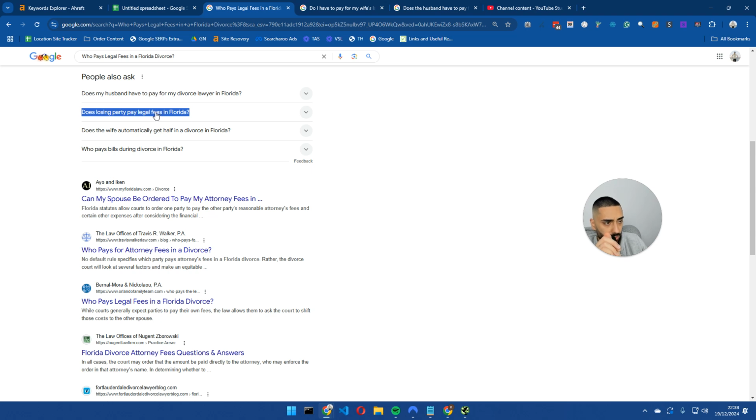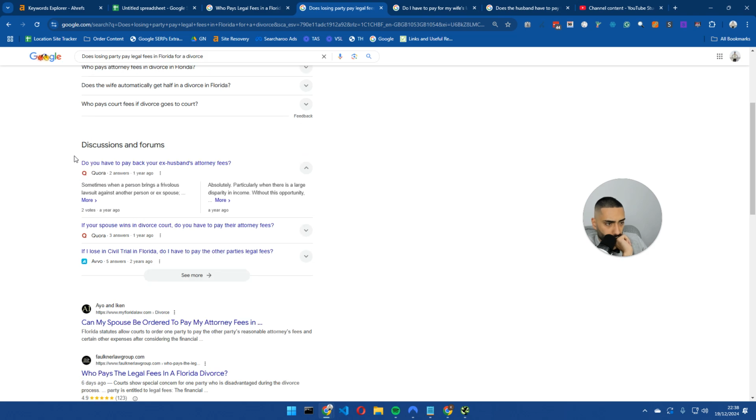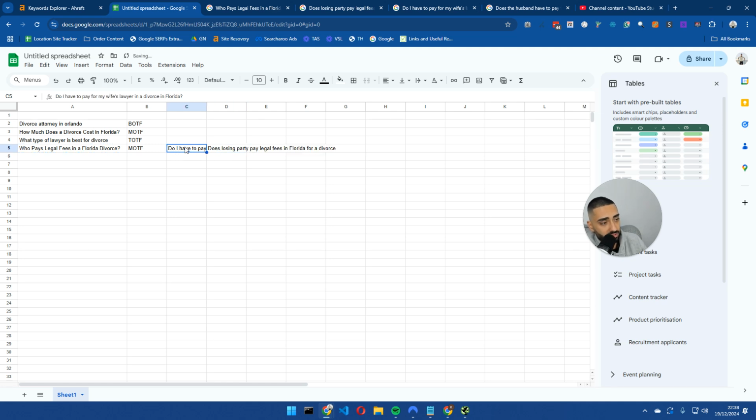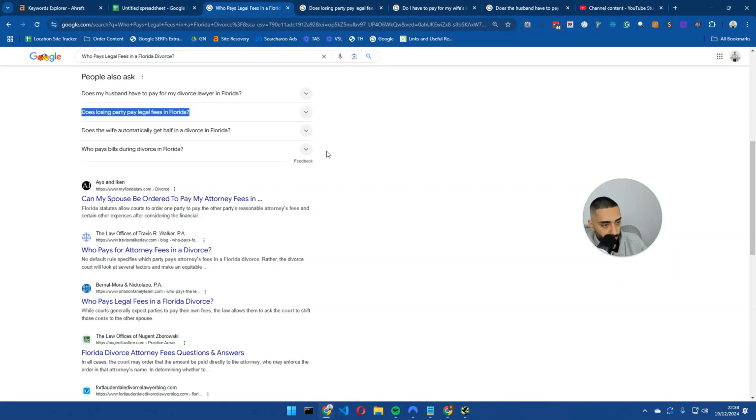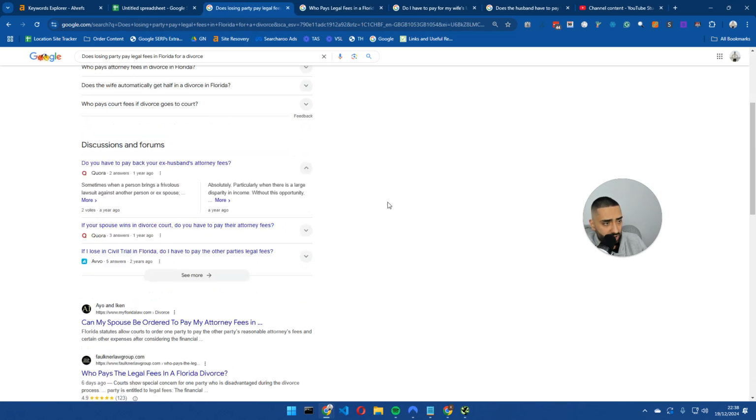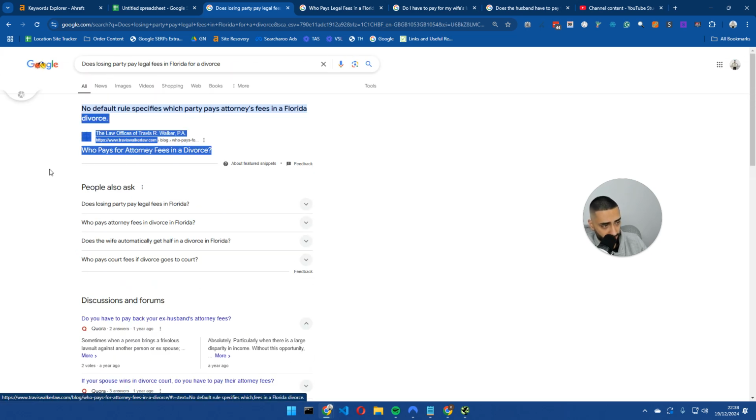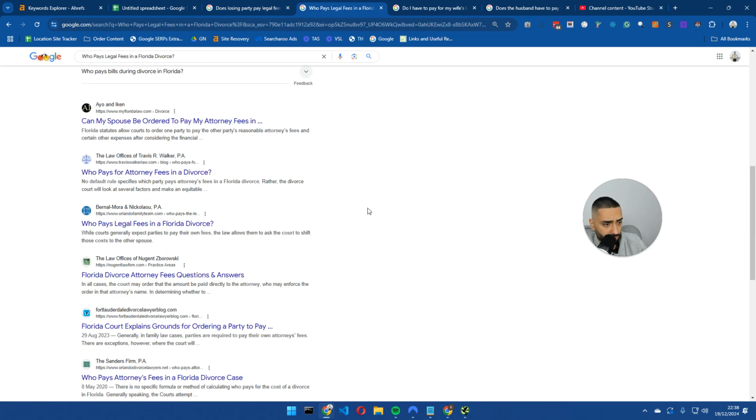Does the losing party pay legal fees in Florida? Right, so if I do for a divorce, right, who pays? So again, this is a question that we would also have on that page as well as a subheading. So we've actually got 2 questions now on that. And instead of actually creating a dedicated page, that's the worst thing that you could do in that scenario, because again, the results are very, very similar. So you've got IOKIN again. You've got the Law Office of Travis R. Walker, PA. You've got OrlandoDivorceLawyers.net, and that was also in another set of results.